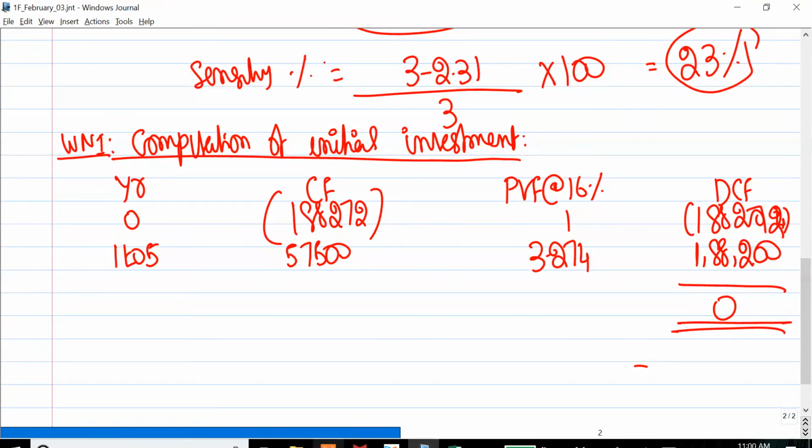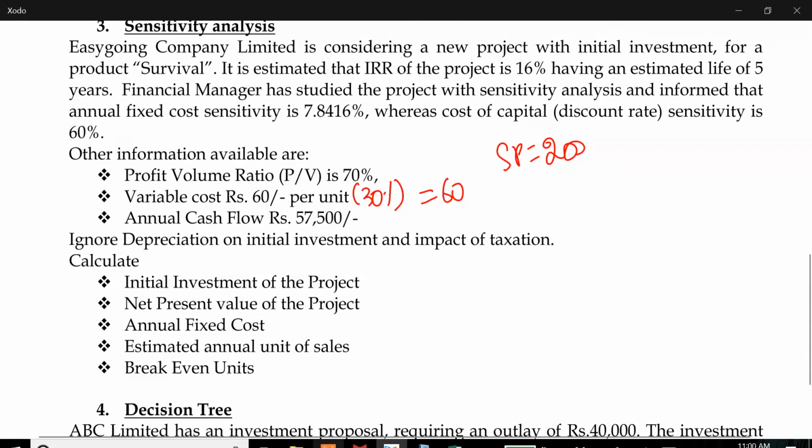Initial outflow is 1,88,270. Any doubts on the initial outlay number? So we are done with one part of the question. My initial investment is 1,88,270. I cannot say that NPV is 0. That's not the right approach. NPV is not 0. Any doubts on that? Okay, what should we do next?